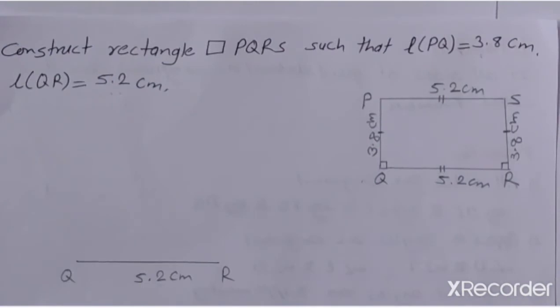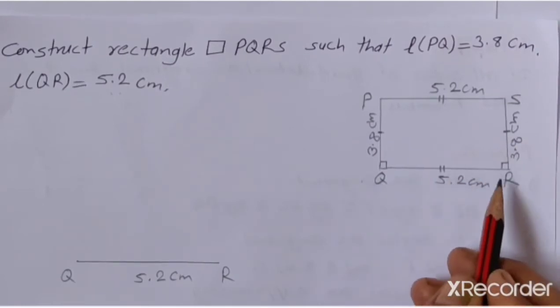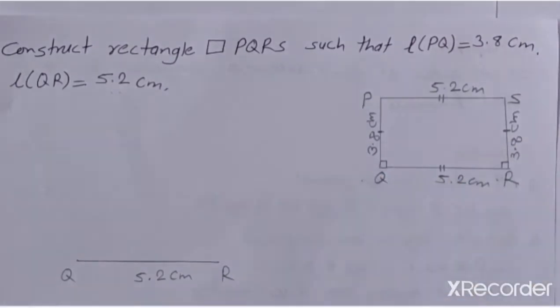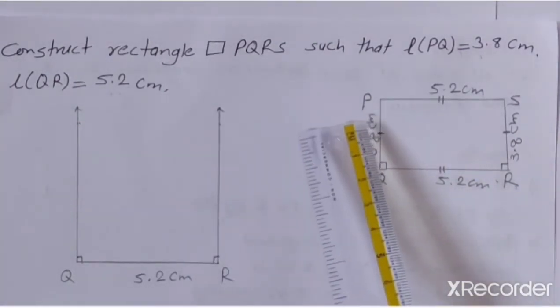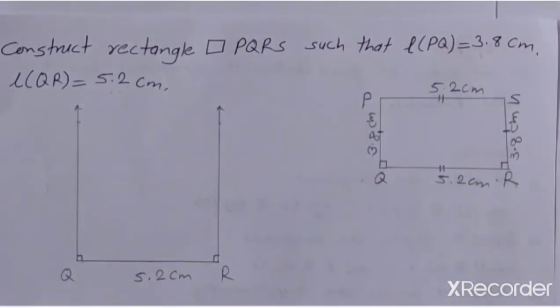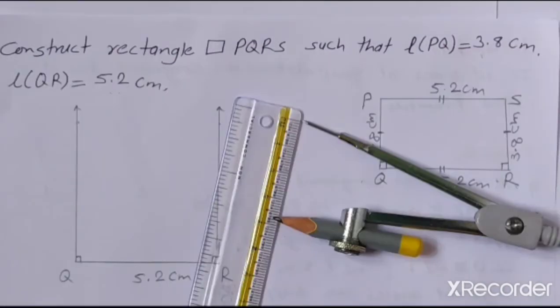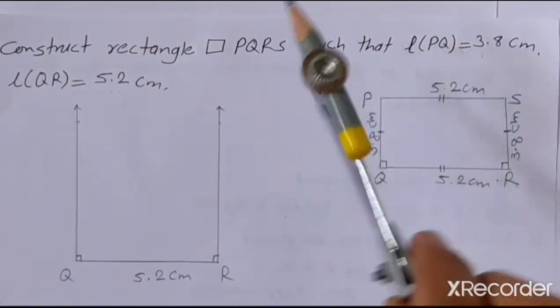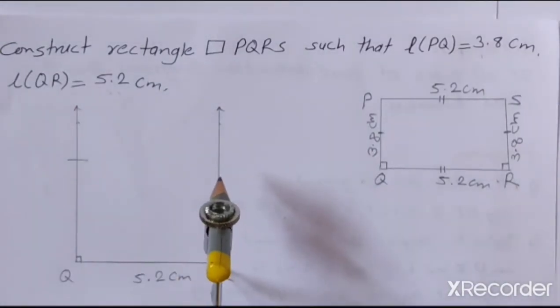The next step of construction is to draw angle Q and angle R, both of measure 90 degrees. Here I draw both angles with the help of a protractor. Now the next step is to find the positions of points P and S, which are 3.8 centimeter from points Q and R respectively. So let us take this distance in the compass and mark from point Q and from point R also.